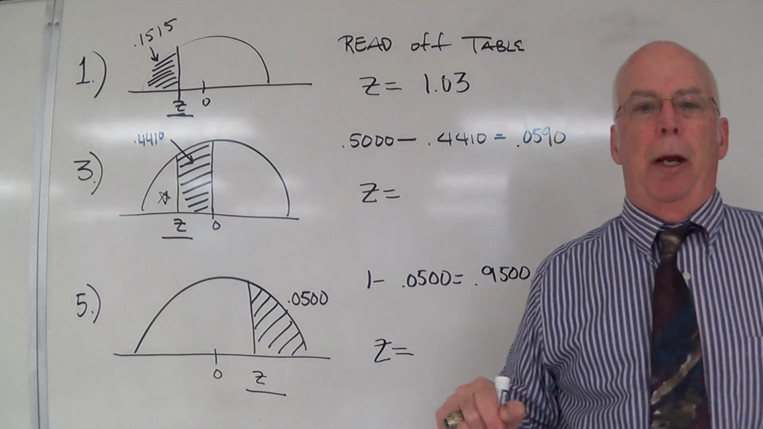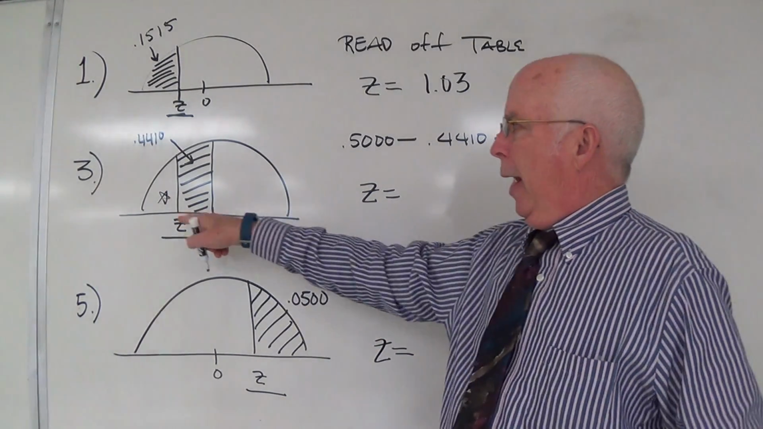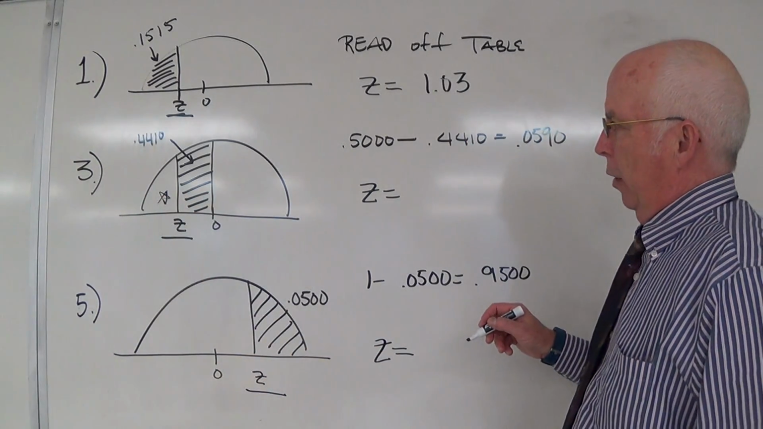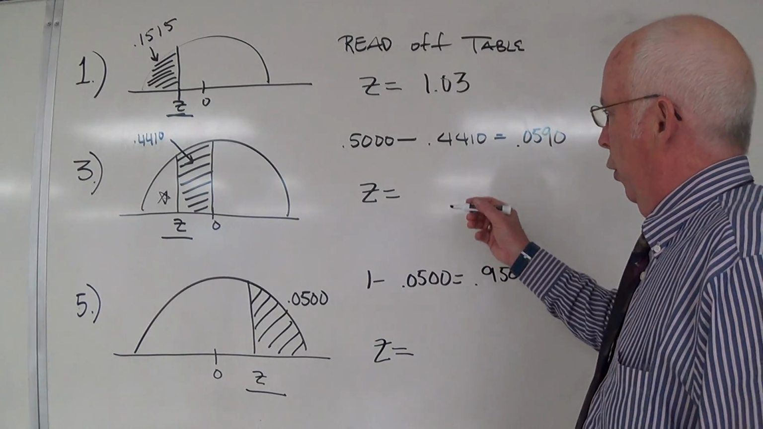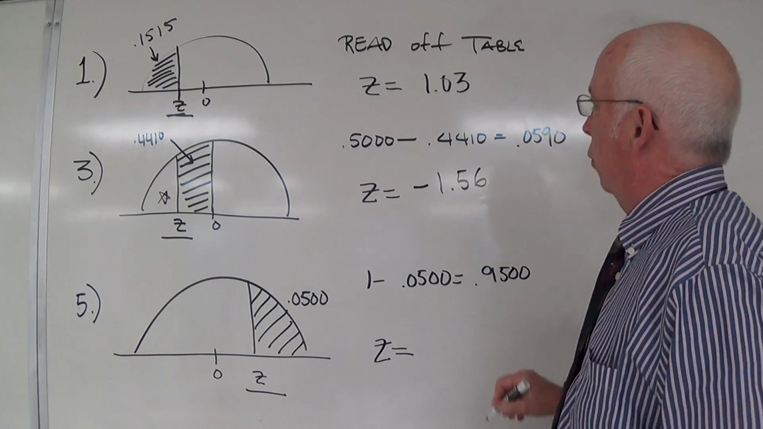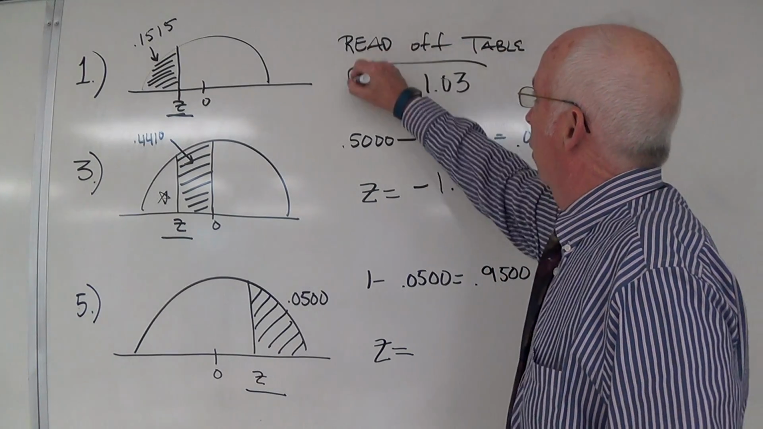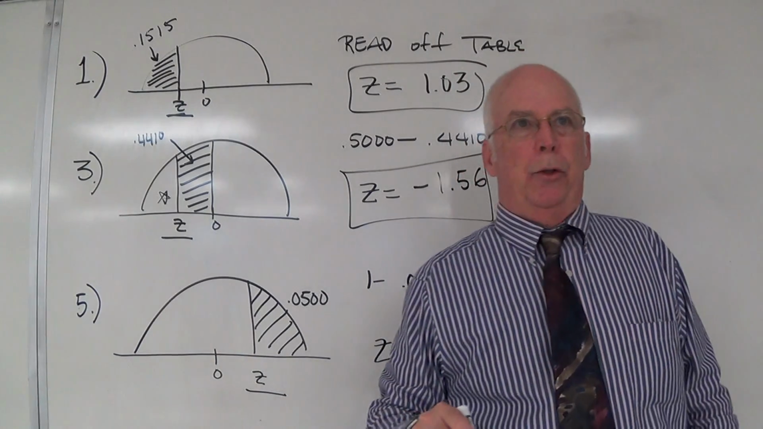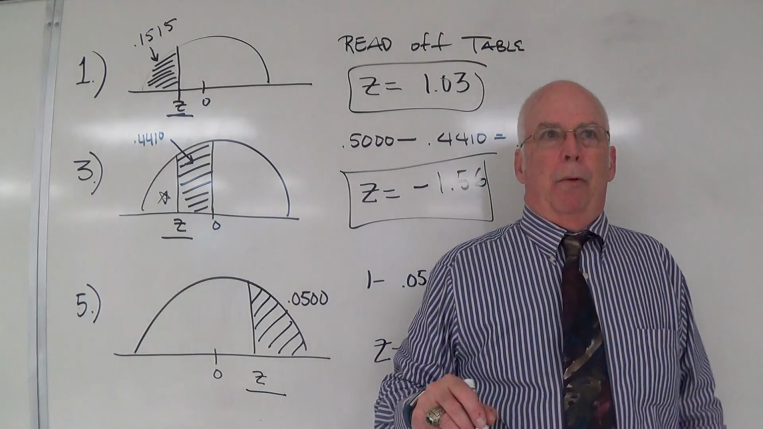If you go to your table, again, you know it's going to be on the negative side because we're left of the standard deviation of 0. You should find the value negative 1.56 z-score. You may want to pause the video for a moment and make sure that checks with you before you resume.